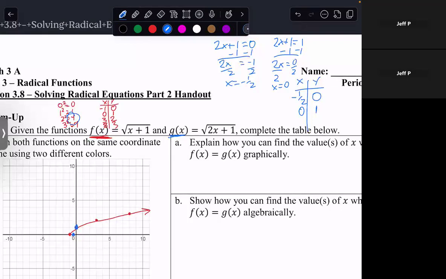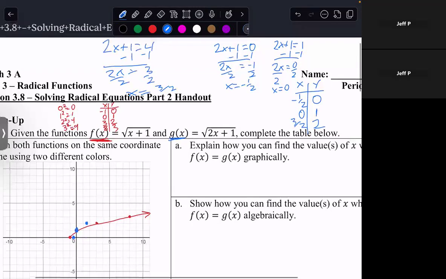Next, we want to end up at 4. How can 2x plus 1 end up at 4? If x were 3 over 2 or 1.5. When you plug in 3 over 2, 3 over 2 times 2 is 3, plus 1 is 4, square rooted is 2. So 1.5 comma 2.